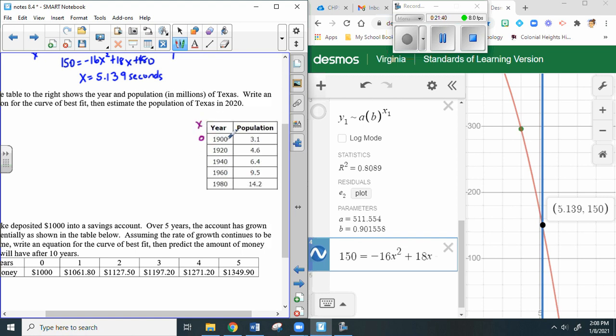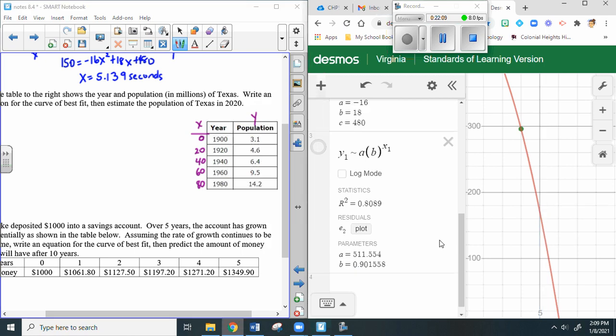Well, how many years apart are 1900 and 1920? They are 20 years apart. Then how far apart are 1900 and 1940? They are 40. All right, 1900 and 1960, and then 1900 and 1980. Okay, and so these are going to be your x values, and the population is going to be your y values. All right, so we don't need the equation.